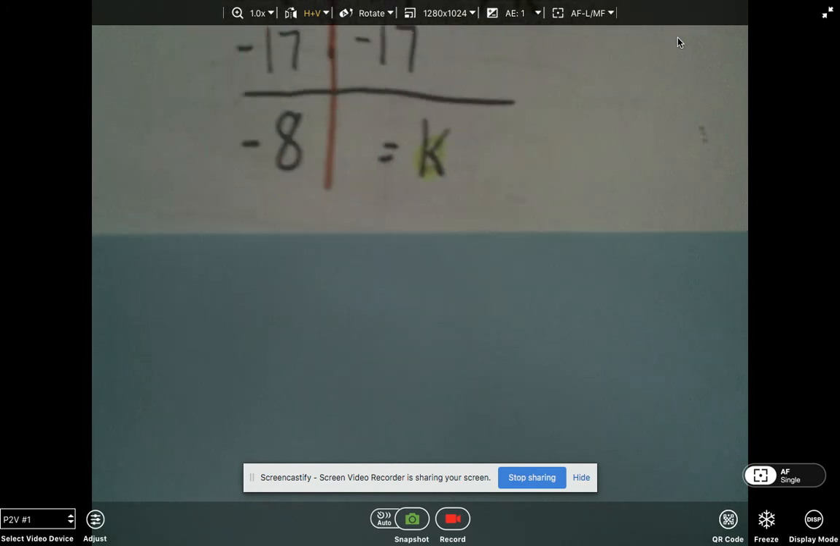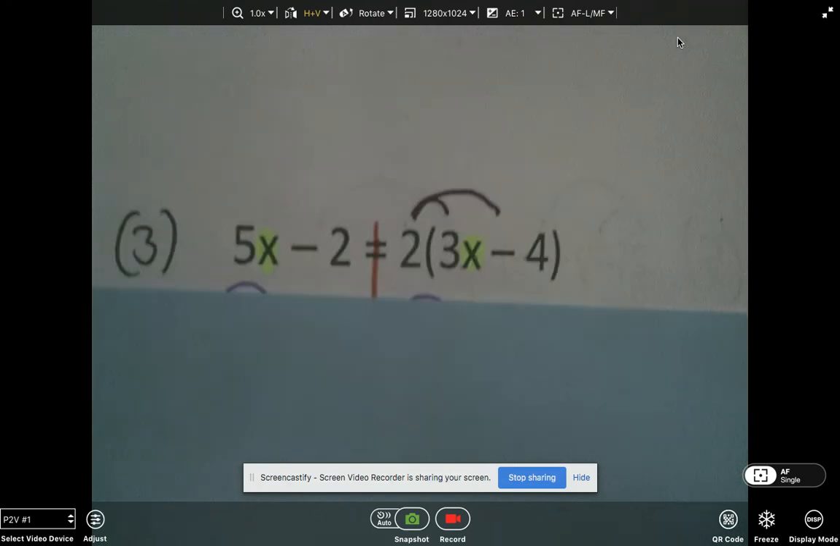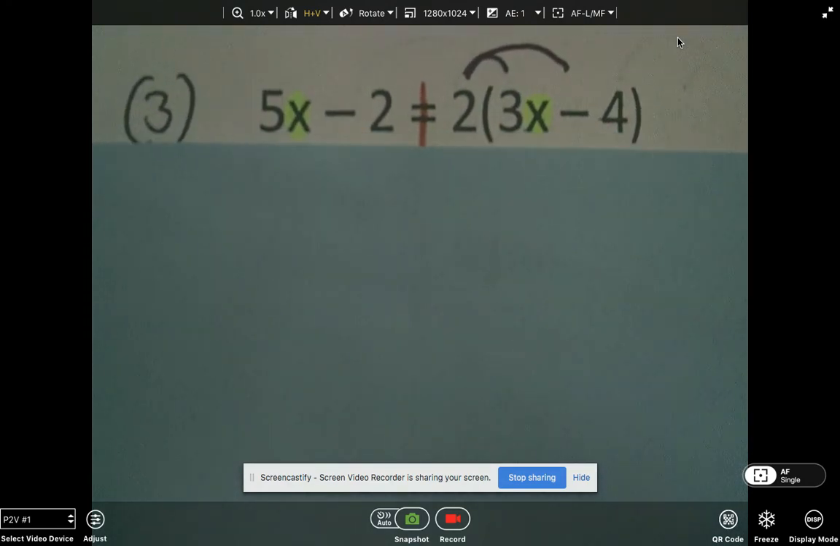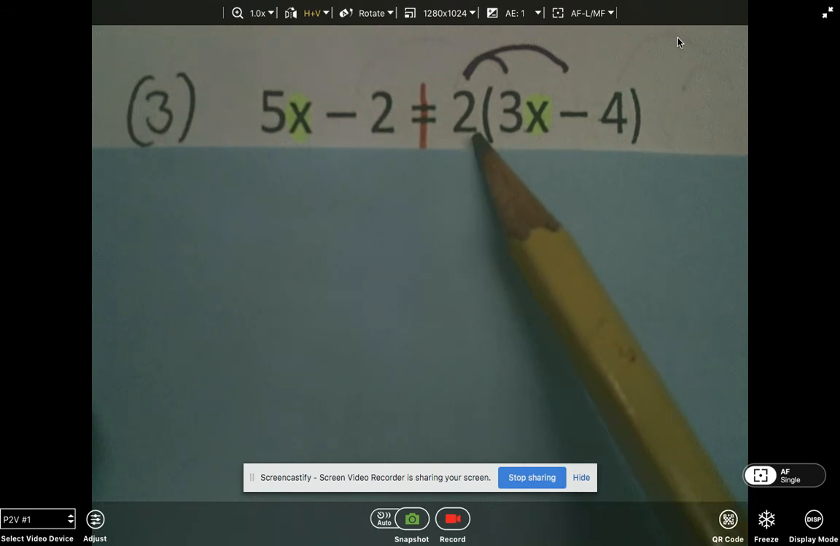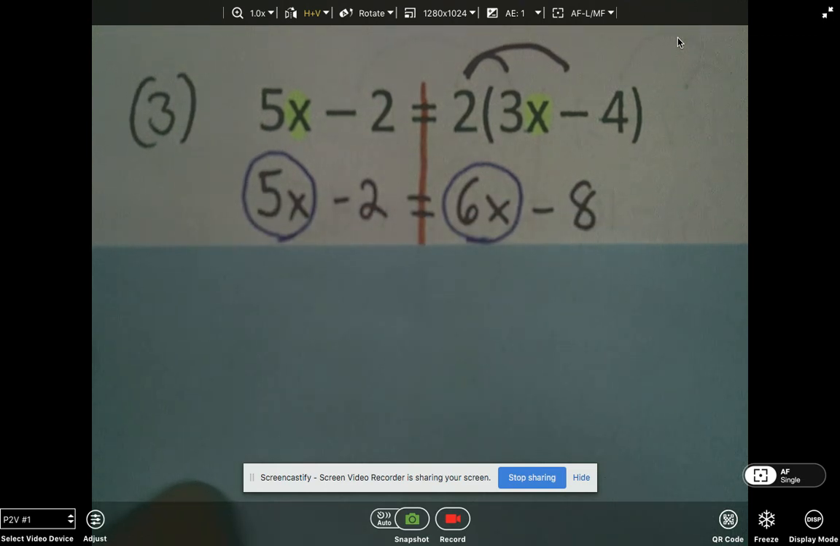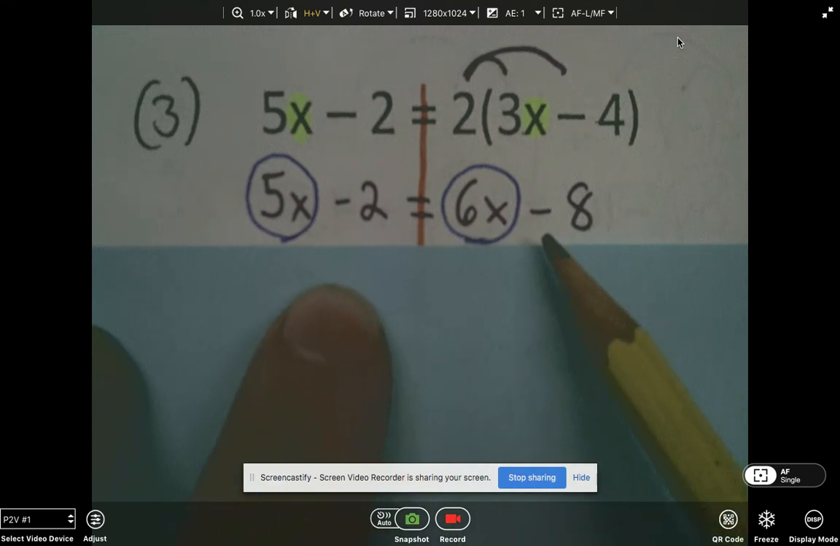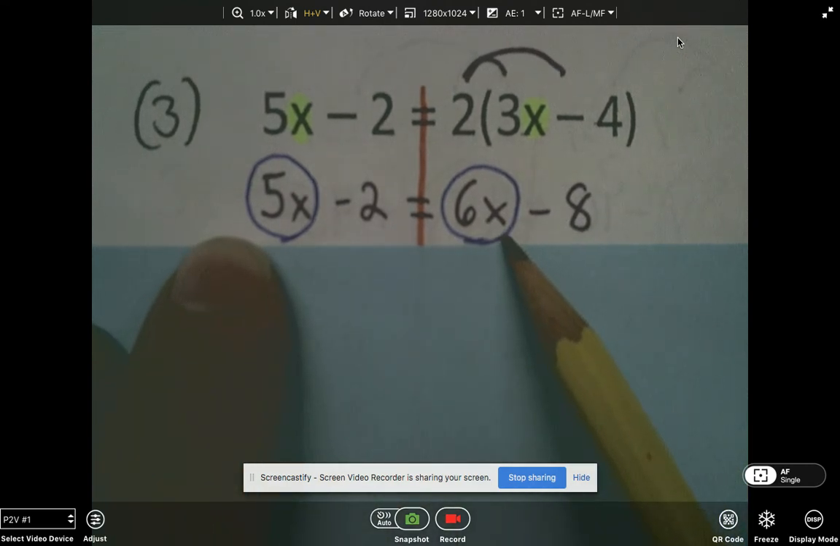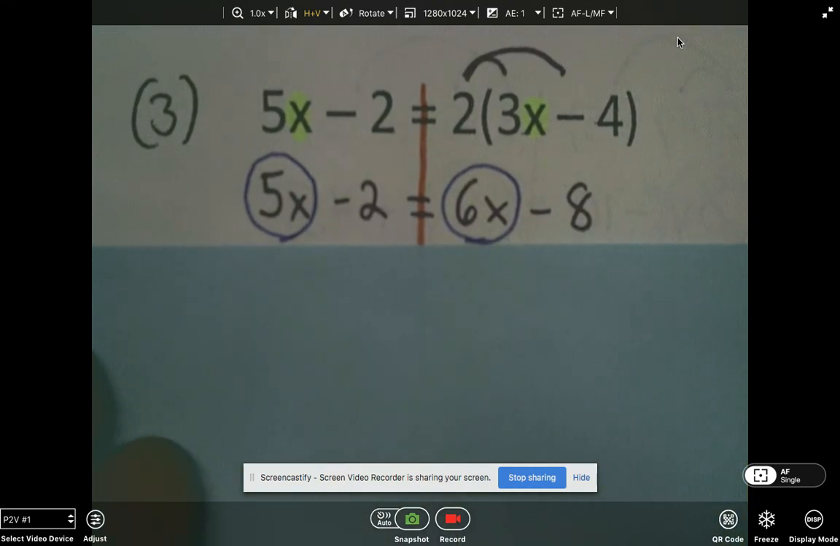Moving on to number 3. Here we have some distributive property. So the first thing I need someone to do is distribute this 2 for me on the right side of the equation. And you get 6x minus 8. So now you notice it's as simple as possible, so I circle these in blue. Which variable term will I eliminate?